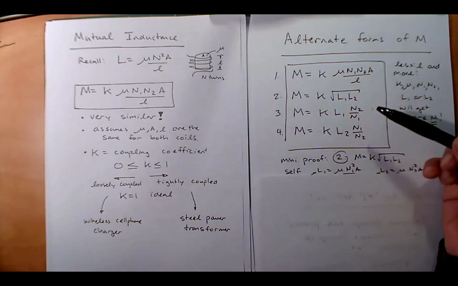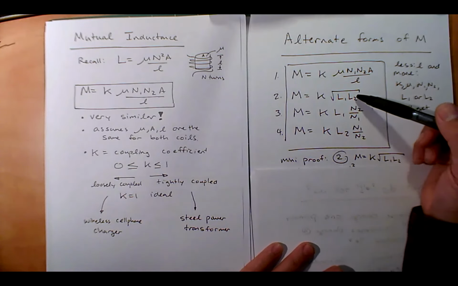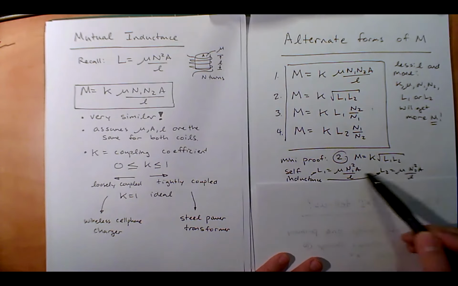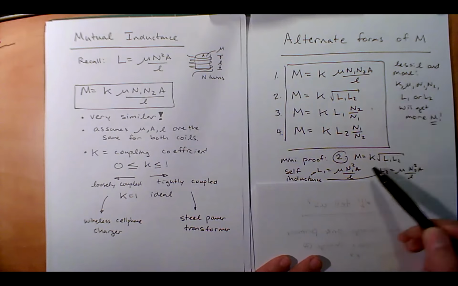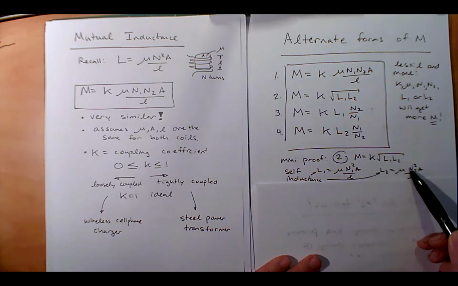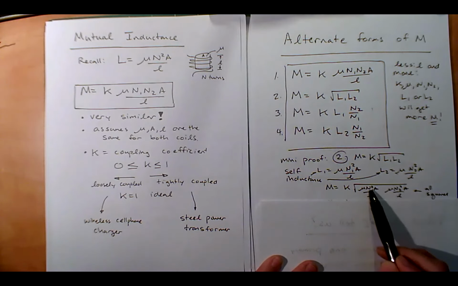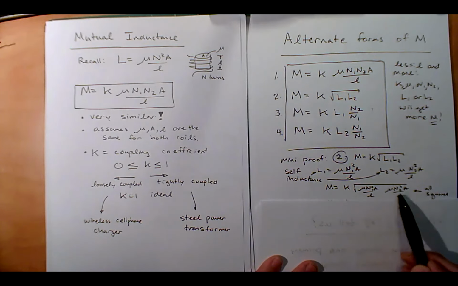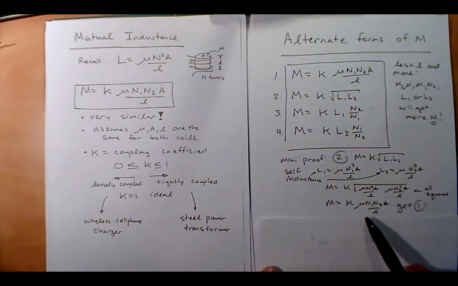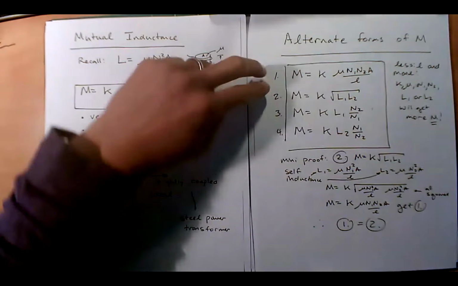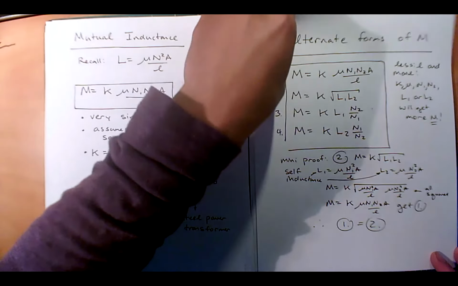So how would I show these are true? I could look at this one and ask, can I plug in my self-inductance equation and see if I get that? Well, it's not too bad. Mu N1 squared A over L, mu N2 squared A over L. If I multiply them together, I get mu squared, N1 squared, N2 squared, A squared, and L squared. If I take the square root of everything, boom, I just get that. Very simple to show. So this shows us that 1 and 2 are the same, of course assuming that the A, the mu, and the L are all the same.